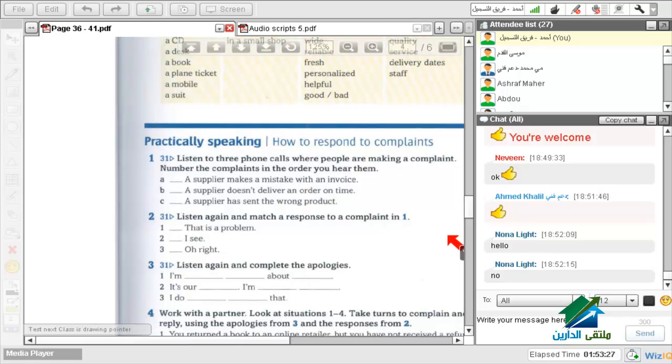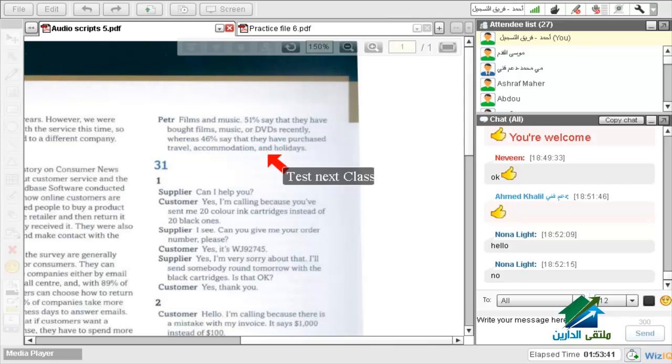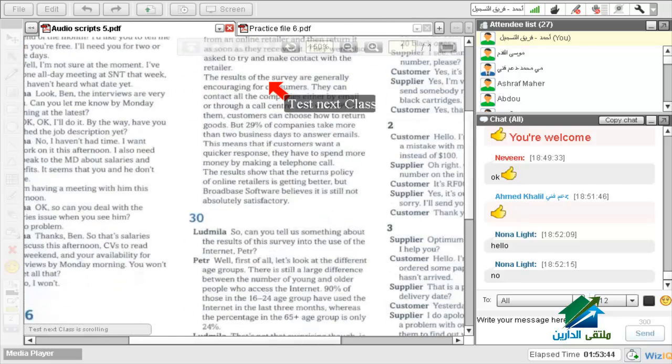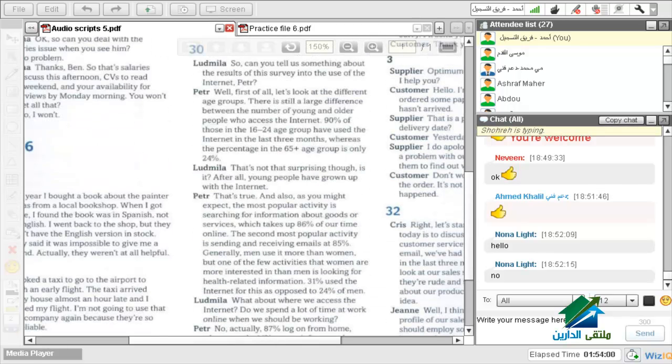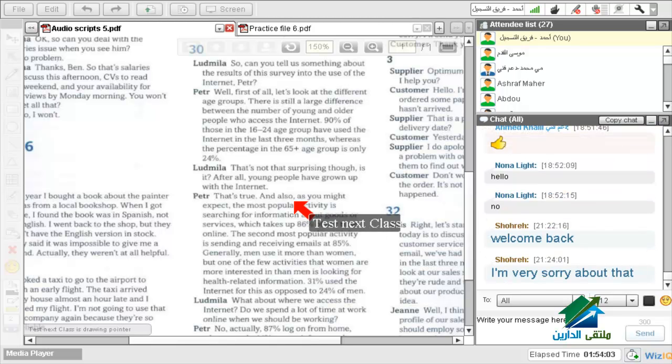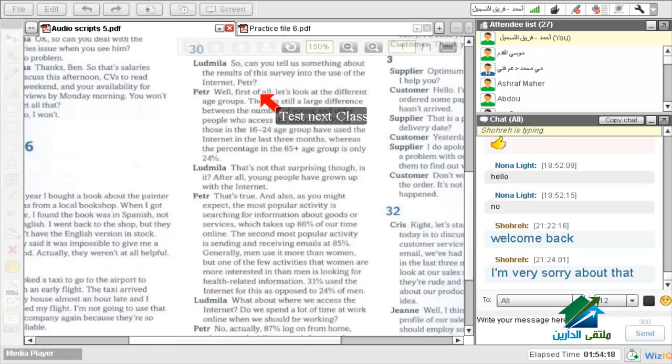Exercise number, and you check, can you answer question number 3? I am, about. What is the answer here? It's in the script. Where's the script? Audio script. Can you find the answer now, please? I am very sorry about that. So it's a kind of apology. She does apologize about something. So, I am very sorry about that.